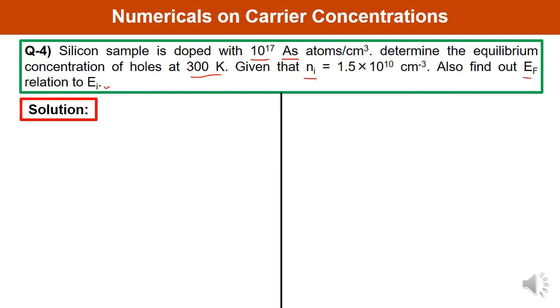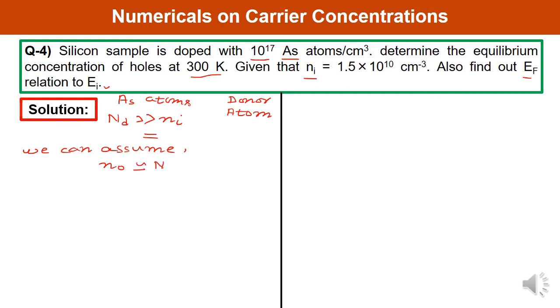See, in this case, what is being given? The sample is doped with arsenic atoms. This is a kind of donor atom. So here the concentration of these donor atoms will be very high in comparison to Ni. At the same time, we can assume the electron concentration N naught is almost equal to the donor concentration, and you know one of the formulas, N naught P naught is equal to Ni square. In solving these numerical questions, the important thing is you must remember all these formulas. So from here you can calculate the value of P naught.